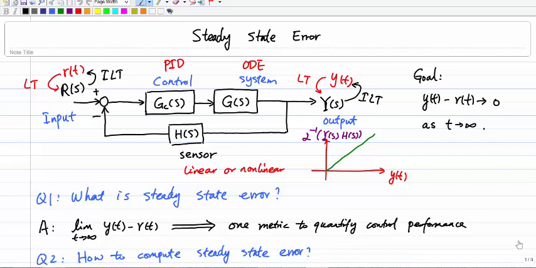In this video, I'm going to speak about steady state error. In the previous video, I talked about the feedback control system, which is for a given system represented by G sub s.